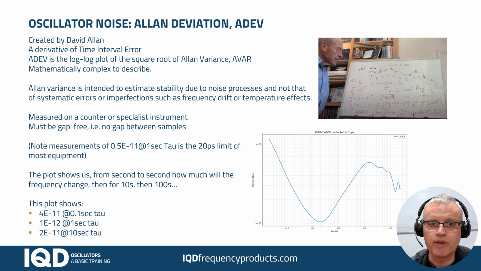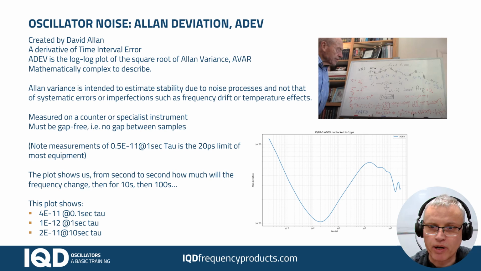In fact, Allan deviation is the log-log plot of the square root of Allan variance, and I can tell you that mathematically this is very complicated to explain. In a short presentation like this I'm not going to try, but if you want to, there's a link at the end of the presentation to a video where Dave Allan himself, the man in the photograph there, does explain the maths behind it, and you can see on his whiteboard the complexities that's going on here.